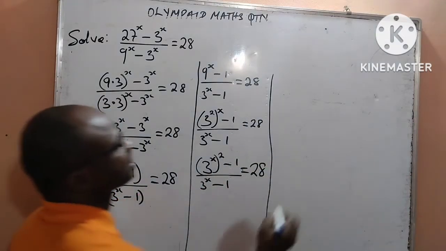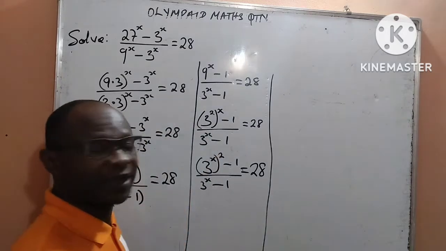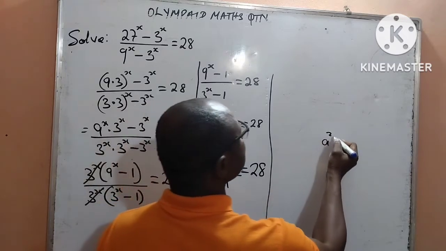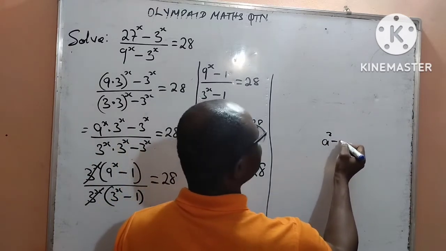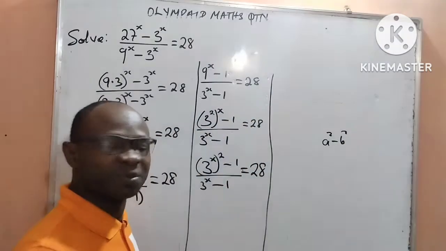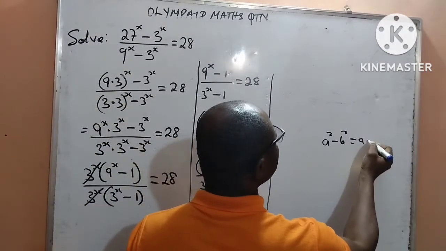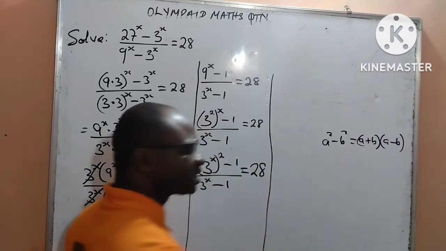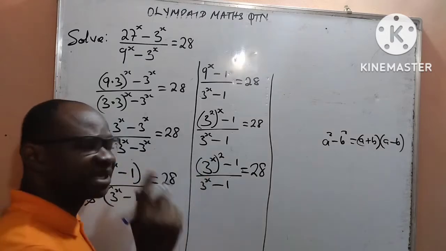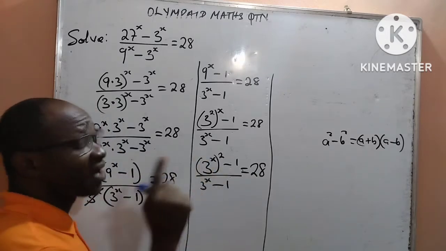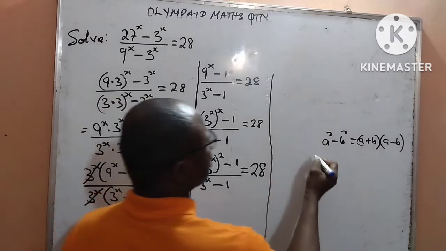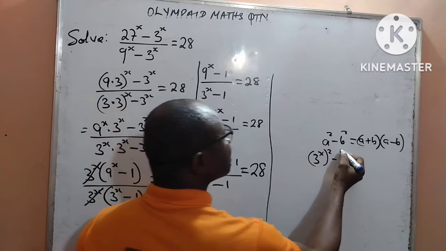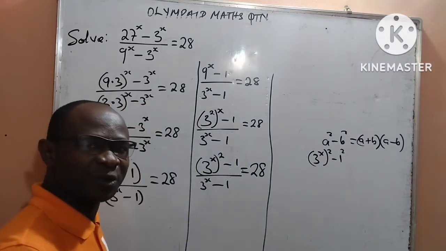Let us look at this law of indices, or rather the difference of two squares: a squared minus b squared is the same thing as (a plus b) times (a minus b). That is difference of two squares. We can apply it here. Why? Because at the numerator I have a difference of two squares. How? Because (3^x)^2 minus 1 is the same thing as 1 to the power 2.